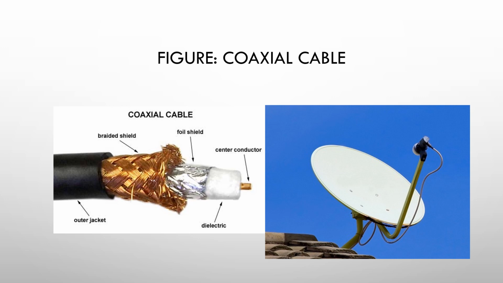Now where can we see this type of cable? We can see this type of cable in your DTH, like your Tata Sky, or in your Dish TV. These are some of the examples where coaxial cable can be seen.